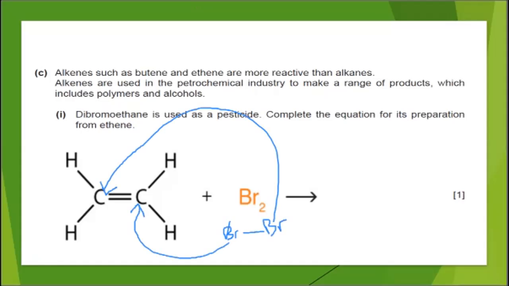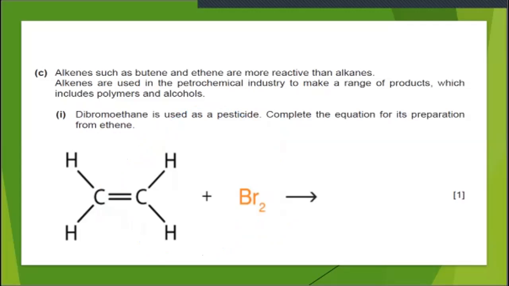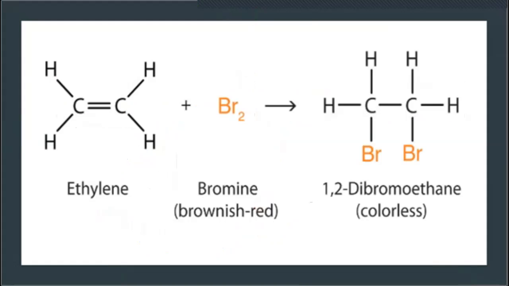So I'm going to have this double bond here splitting, and bromine is going to be added across the double bond. That's simply what's going to happen, which leaves us with this. So we end up with bromine added across the double bond, and that is what is responsible for the bromine color moving from an orange-brown color to colorless.